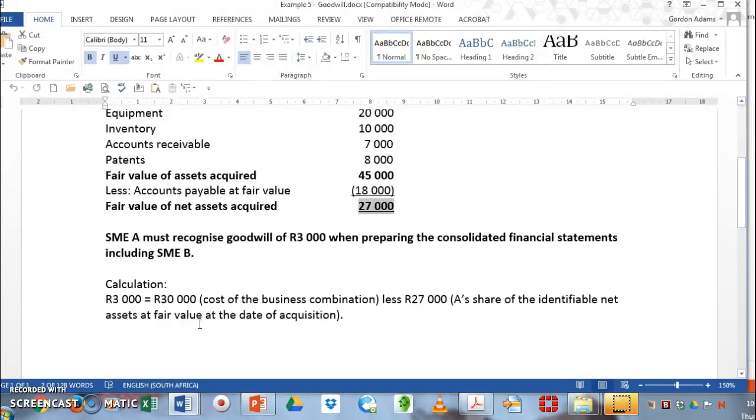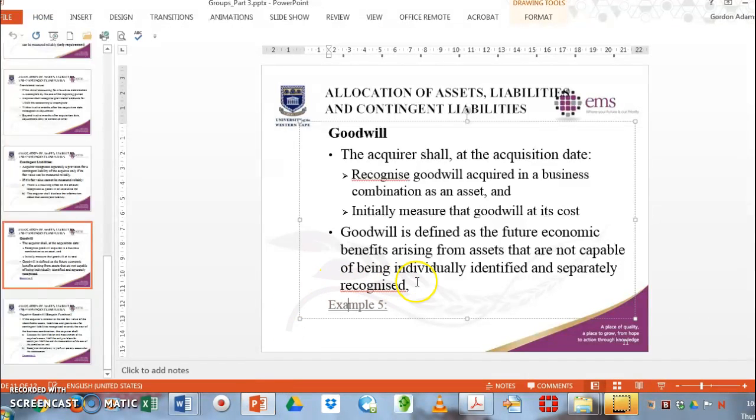And that excess payment is what we refer to as the goodwill that needs to be recognized when we prepare the consolidated financial statements. And that goodwill will be measured initially at cost and then subsequently amortized if we consider that it has a definite useful life. If it has an indefinite useful life, we leave it at cost and we have to do annual impairment testing. Going back to our slides quickly.